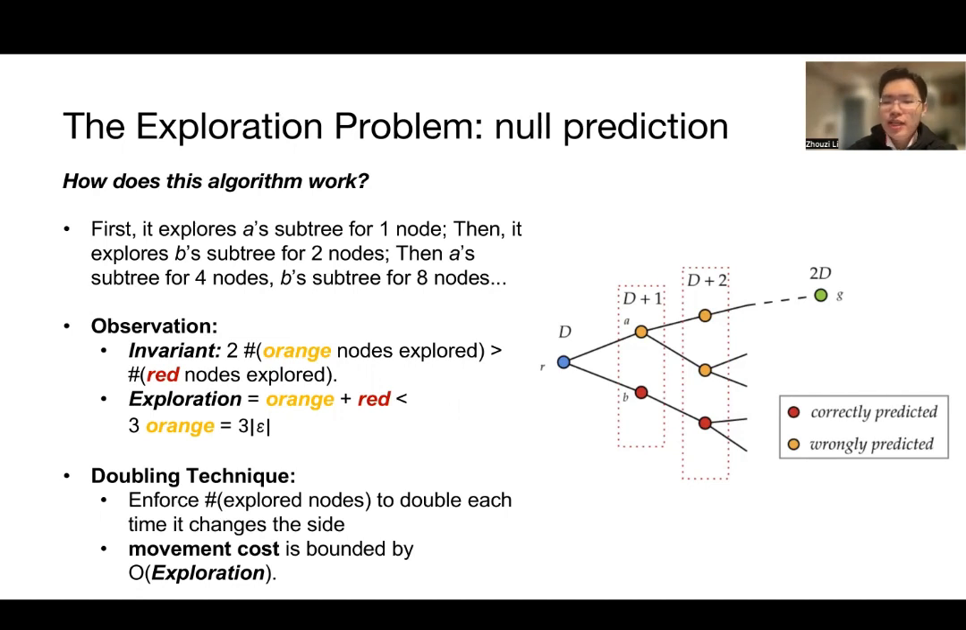Furthermore, by the doubling technique, which is we enforce the number of explored nodes to double each time it changes the side, which is ensured by the algorithm, we have the movement cost is bounded by O(the exploration). Thus, we get the proof.